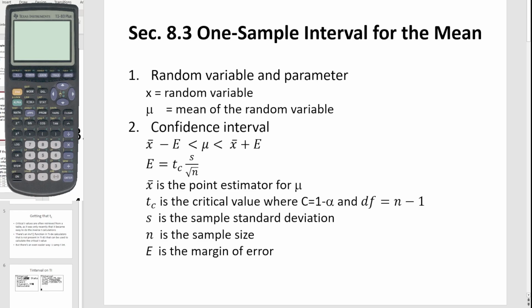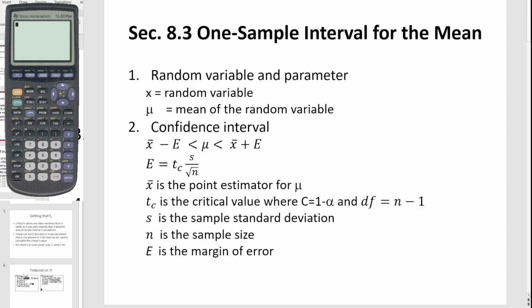We start out, a lot of this is kind of similar to stuff we've done before, by stating the random variable and the parameter in words. So x is the random variable, and mu is the mean of the random variable. We want to state and check the assumptions for a hypothesis test. Then we want to find the sample statistic and confidence interval.